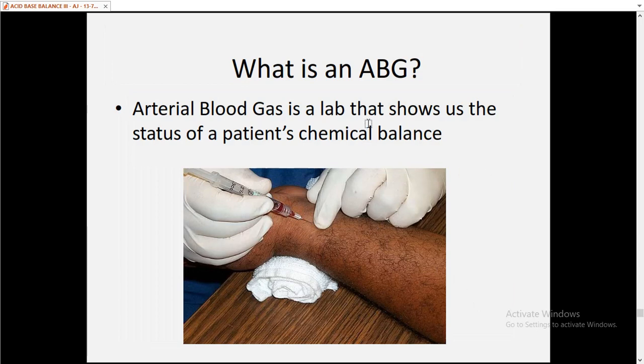Arterial blood gas is a lab that shows us the status of the patient's chemical balance. It is done through an arterial tap in the arteries. The most commonly or easily accessible site is the radial artery.